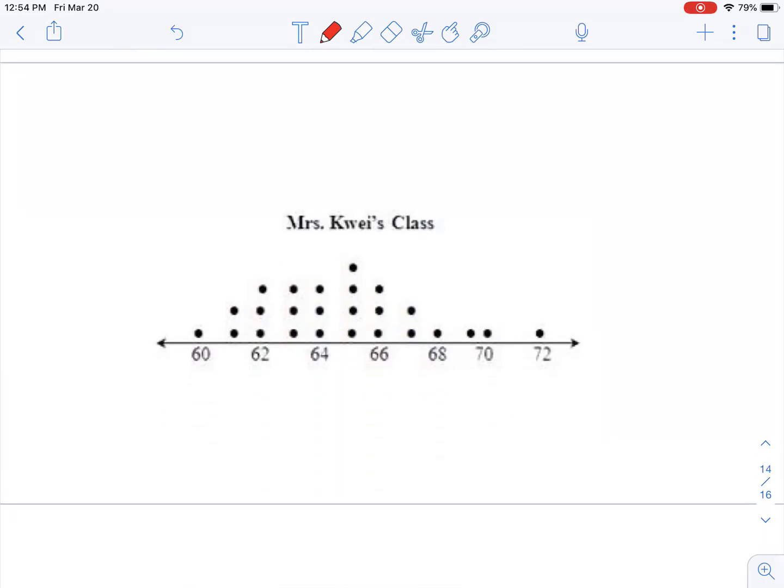Think about that one for just a second before I tell it. What do you have in your head? And this would be skew to the right. There would be our tail.